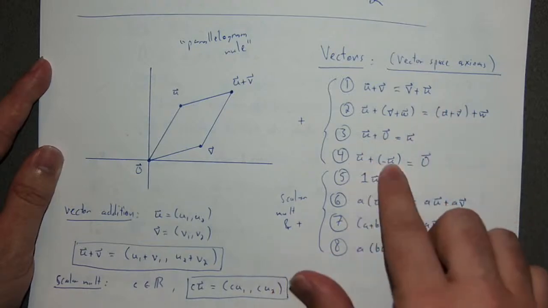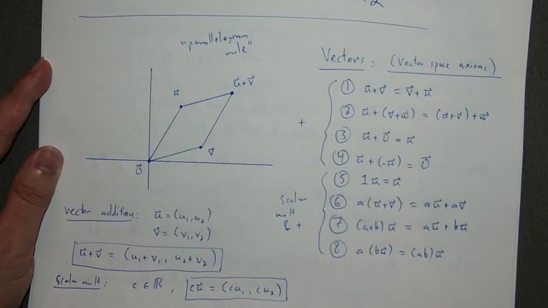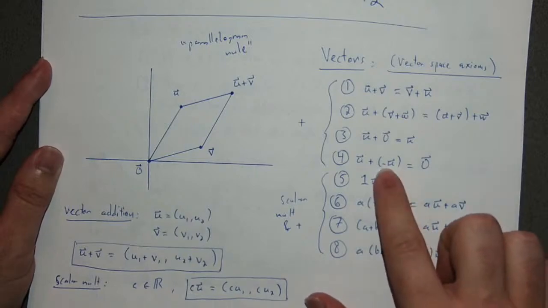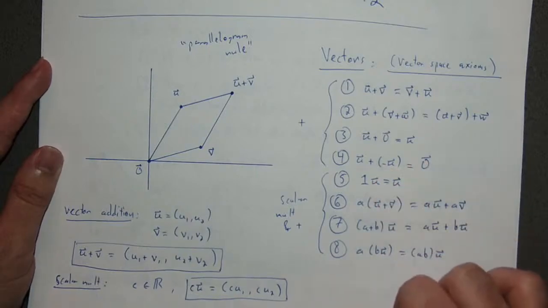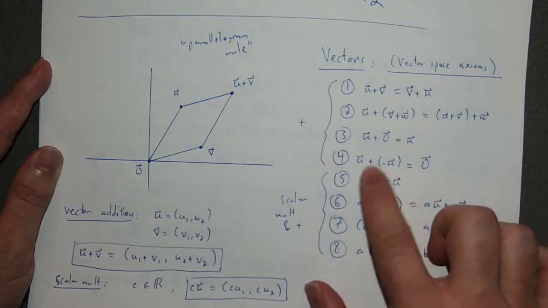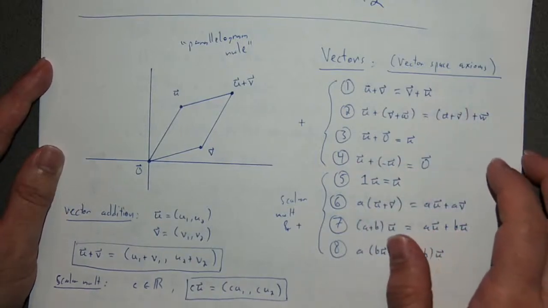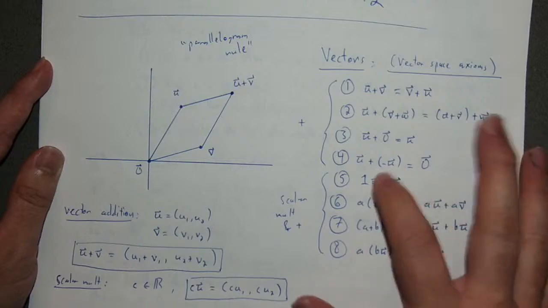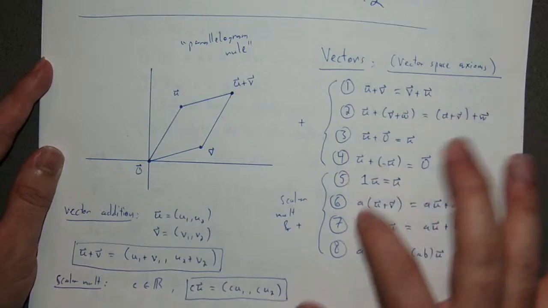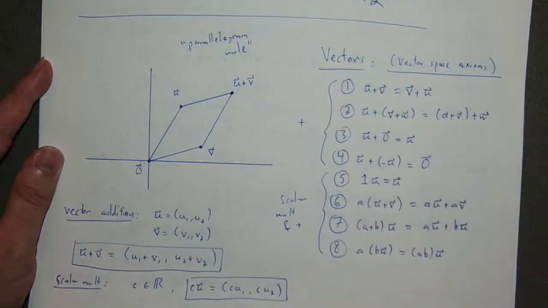And also, there exists something in symbols, right, called minus u, that is the additive inverse for a vector u. And so this additive inverse, when added to any vector, produces a zero vector. Okay, and then similarly we have these nice properties of scalar multiplication.